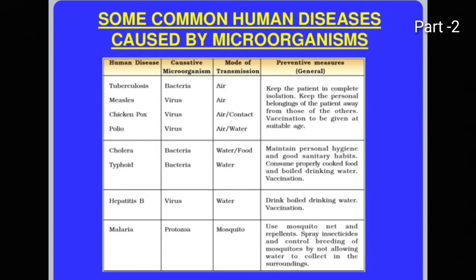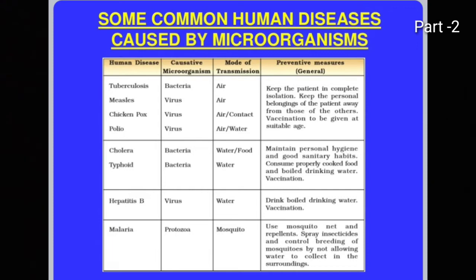Then fourth is polio. Polio is also caused by a virus, and it is also transferred through air, and direct contact is not there. But in previous times, people thought it to be caused by direct contact, but this is not so. It is not a mode of transmission. It is caused by air and water. Next disease is cholera. Cholera is a bacterial disease, and it is transferred through water and food which is contaminated.